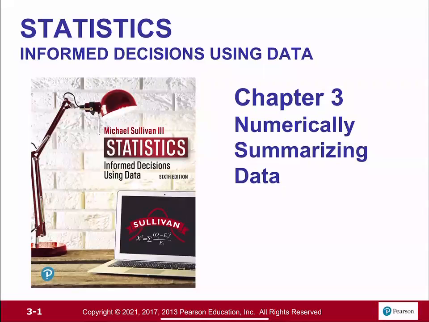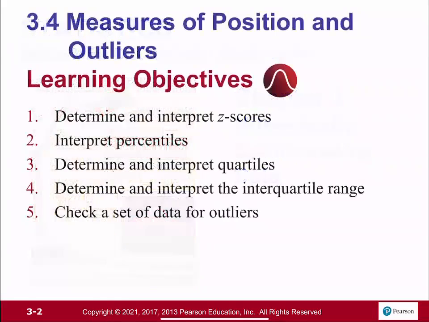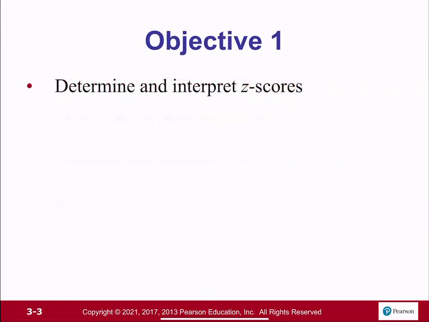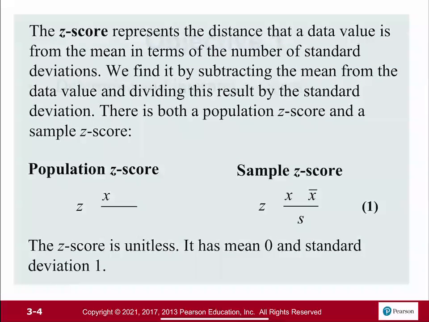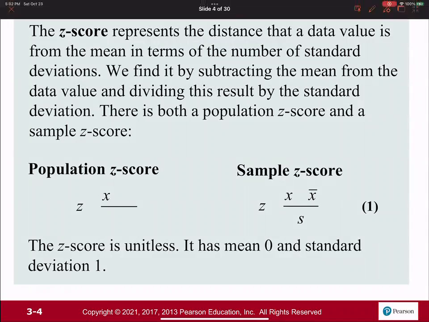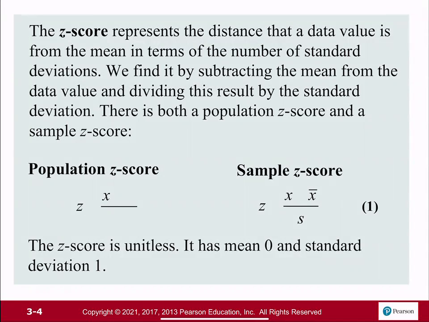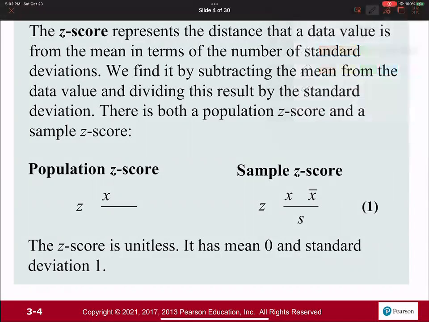Hey guys, so this time we're going to work on chapter 3, section 4, measures of position and outliers. We're going to learn about how we could interpret the data. All right, so determine and interpret z-scores. Z-scores are going to be really important for finding how far away we are from a value. Like last section, when we learned about the empirical rule, we're going to look to see how many standard deviations we are from a given value.